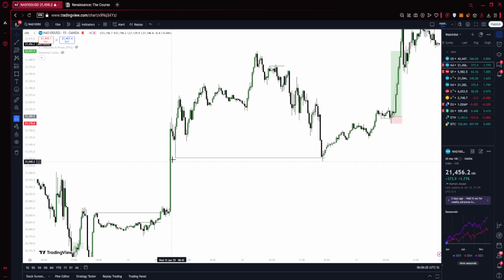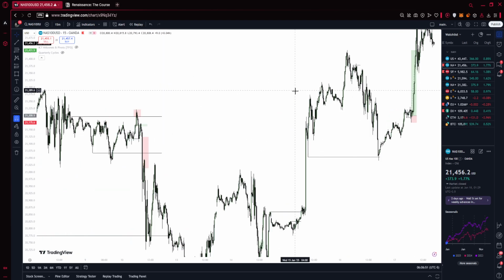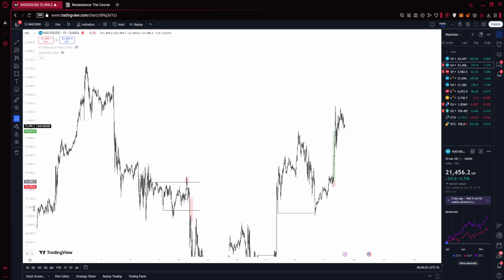gap here. And then we have this low. Price hasn't really mitigated this low. It just retraced into it a bit and continued higher. Price has to go back into this gap. Remember, market has two objectives: to target liquidity and fill any imbalances. So we come back here, we retrace into it to continue higher, to hit whatever levels.